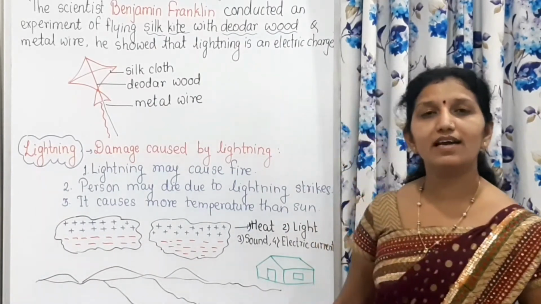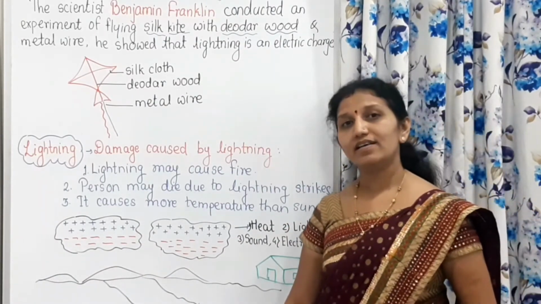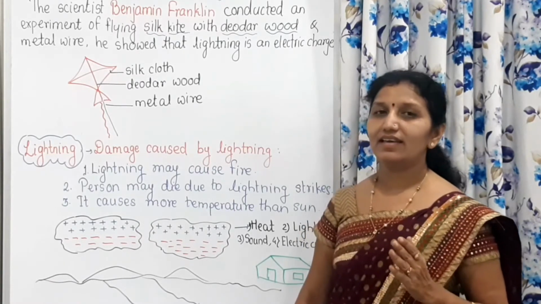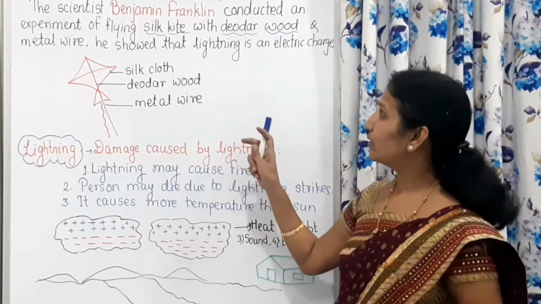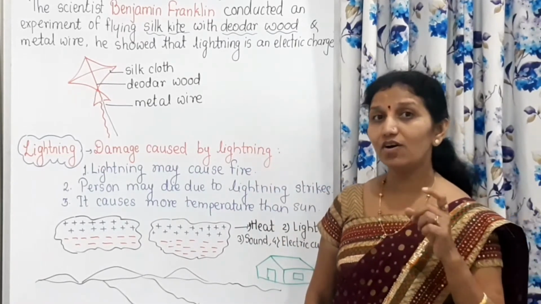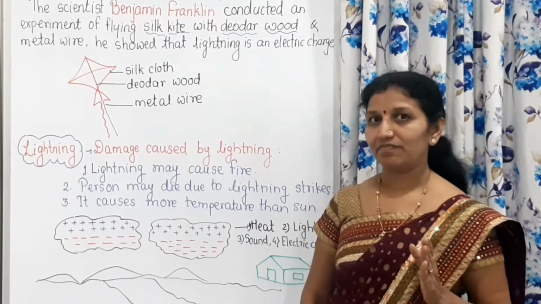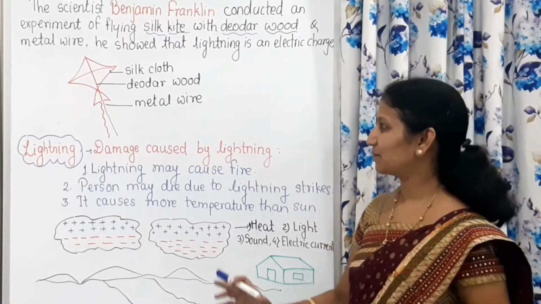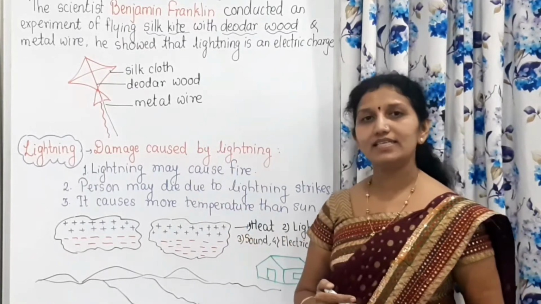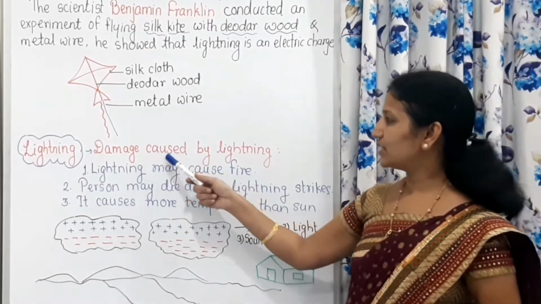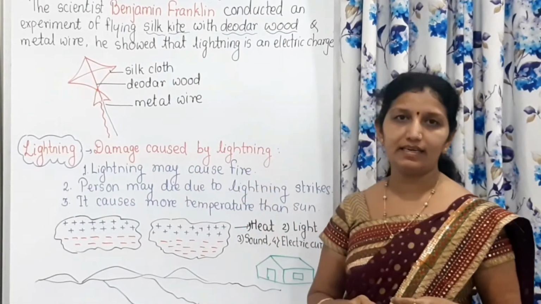He saw that there was a spark at the place where it touched the ground. And in this way he concluded that lightning is a form of electric charge. Now we will see lightning in detail. Which are the damages that are caused by lightning?